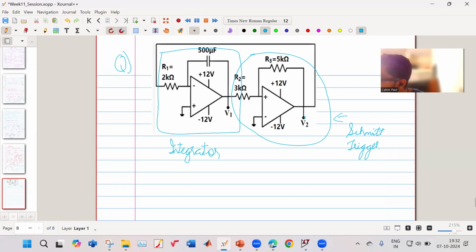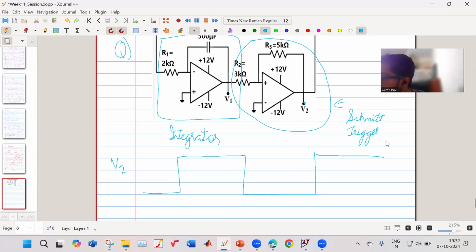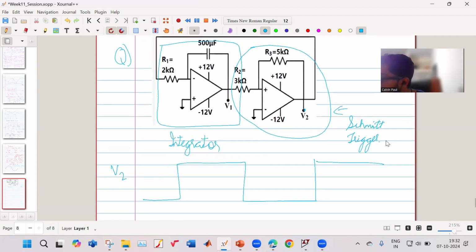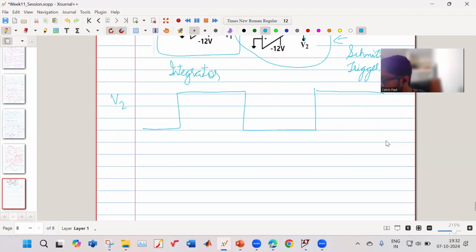So what will be the signal at V2? How will that signal look like? Can anyone tell me? Square. The signal at V2 will be a square wave. What will be the signal at V1? Triangular. So it will be a triangular wave going like this, like this, like this. Okay, this is your V1.